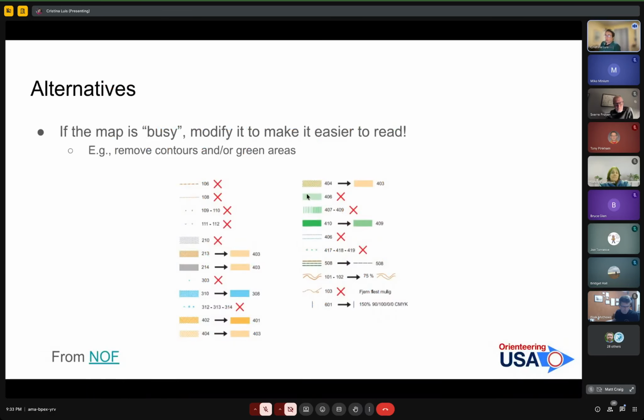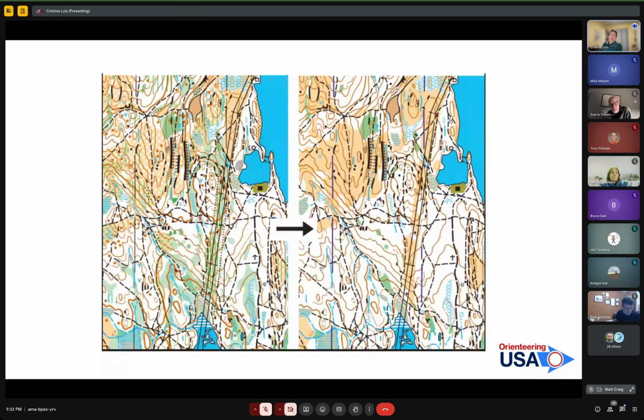This is also from the Norwegian Orienteering Federation. They have suggestions of symbols you can remove from the map to make a cluttered map easier to read for beginners. And so these are the symbols that they suggest either removing or changing. So sandy ground, just change it to rough open, right? And bare rock, just change it to rough open. Get rid of little point symbols like water pits or whatever. So they have all these simplifications, and the result is you go from a super busy map to, well, it's still pretty busy, but it's a less busy map.